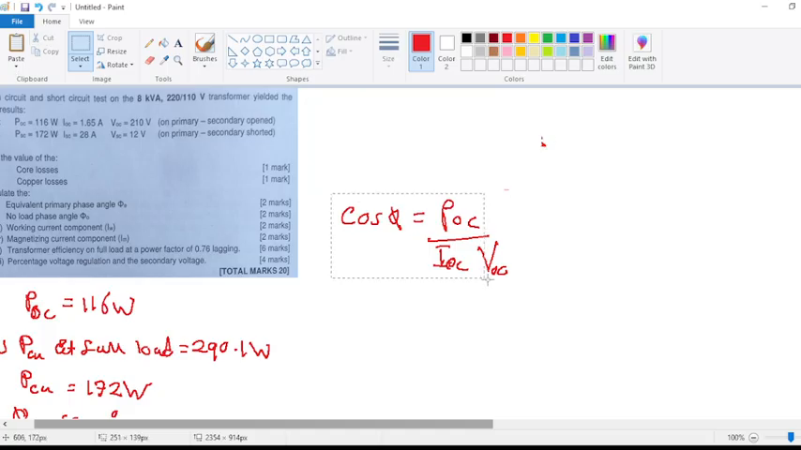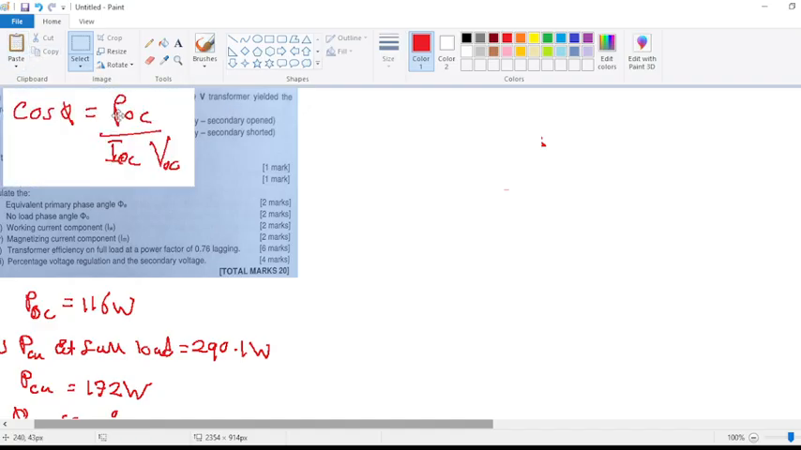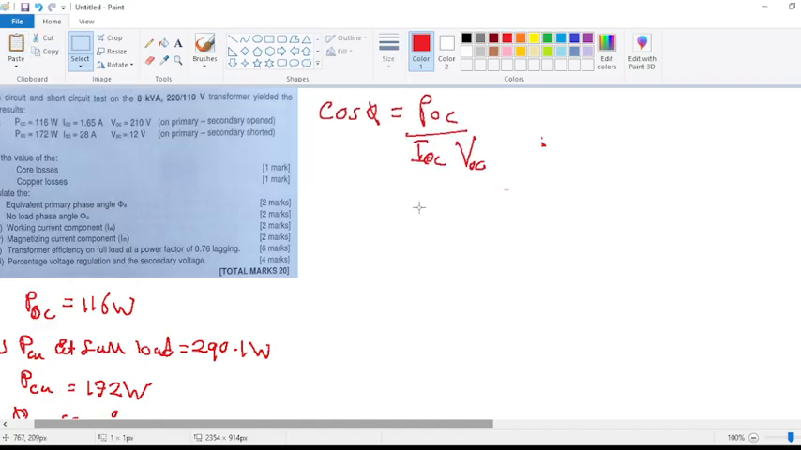So we're going to use this formula here. Since we have this, it will be easy for us to calculate the no load phase angle. The power on the open circuit has been given to be 116 watts. The current on the open circuit has been given to be 1.56 amps. The voltage has been given to be 210.